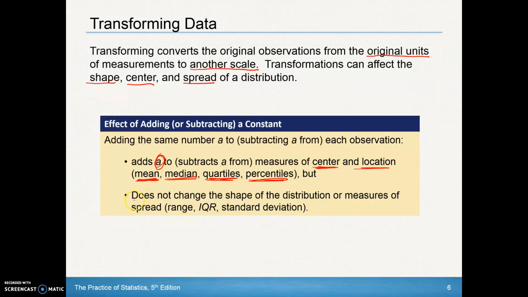What it doesn't do is change the shape of the distribution or any measure of spread, which is the range, IQR, standard deviation. I haven't changed how the data spread out. If I add 5 points to everybody's score on the test, if your buddy was 1 point away from you and you each get 5 points added, you're still only going to be 1 point away from each other. So it does not change the shape of the distribution, and it does not change the spread.